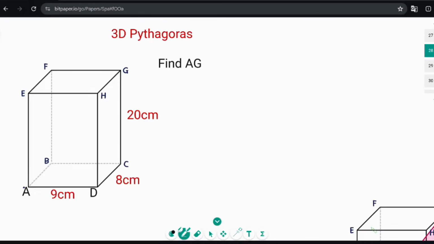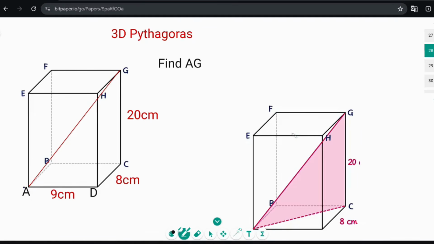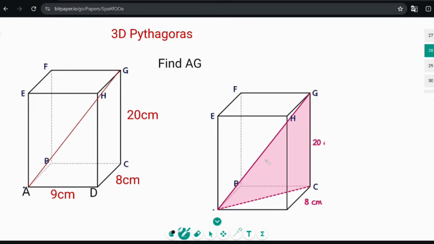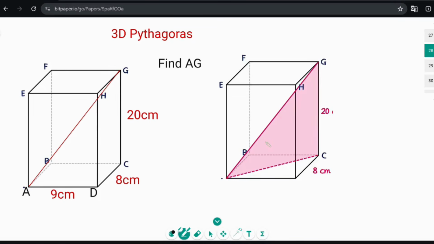3D Pythagoras and 3D trigonometry. Okay, so we have a cuboid here. We're asked to find the length AG, which is that length there. Now, let me just bring this over. I think this is quite useful to see our right angle triangle here.